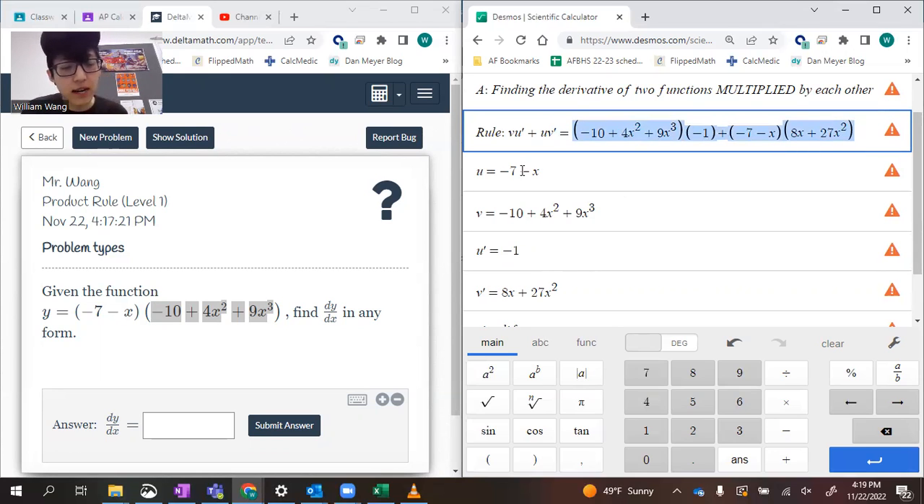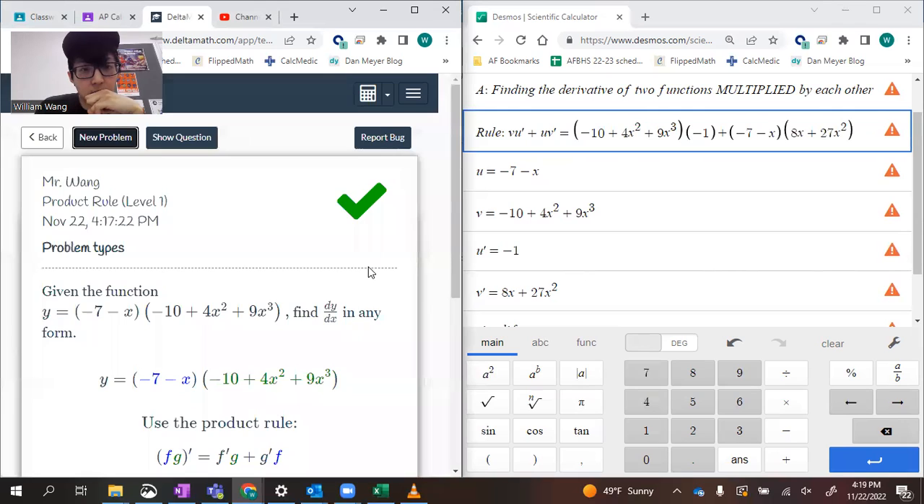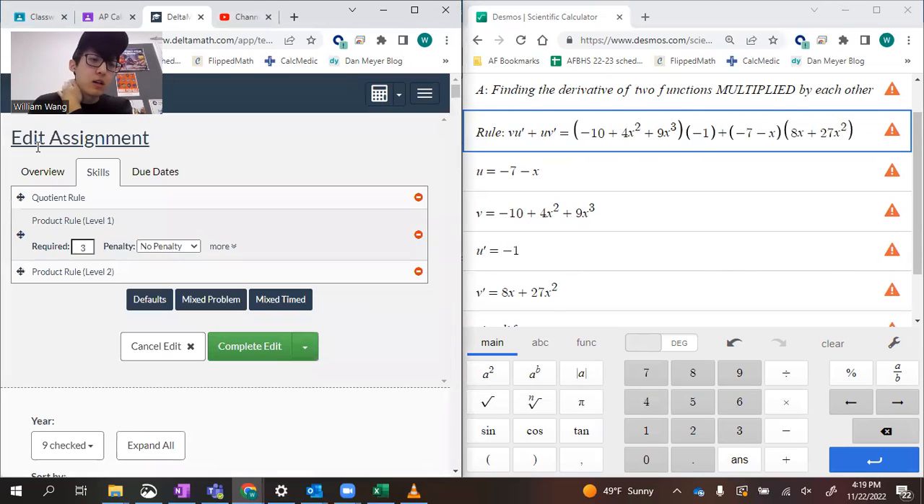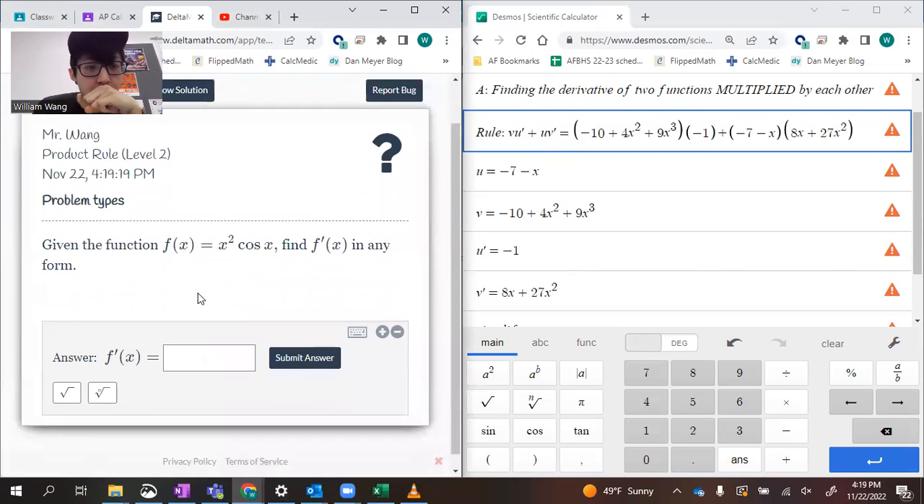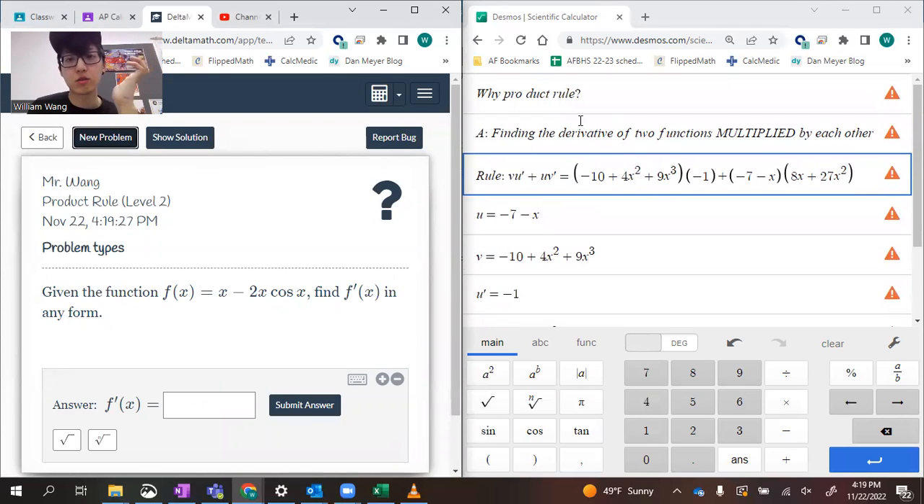This is my rule. They do not ask me to simplify it, so I'm just gonna copy and paste this, see what happens. Cool. There we go. That's my answer. Now, I'm gonna go to product rule level 2, because some of these are slightly more confusing. Let's try one that's confusing. Okay, let's try this one, because I could see why this one would be confusing.